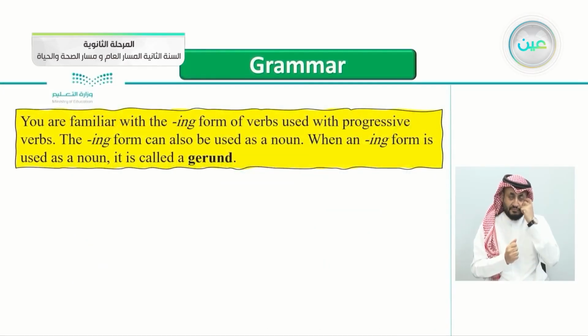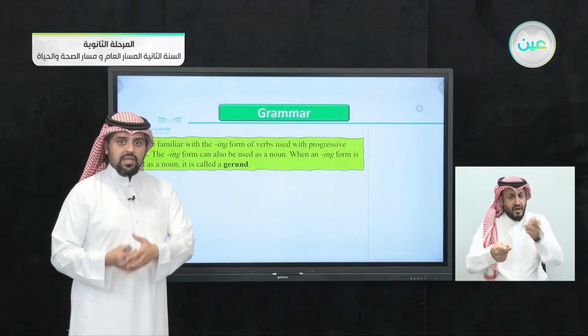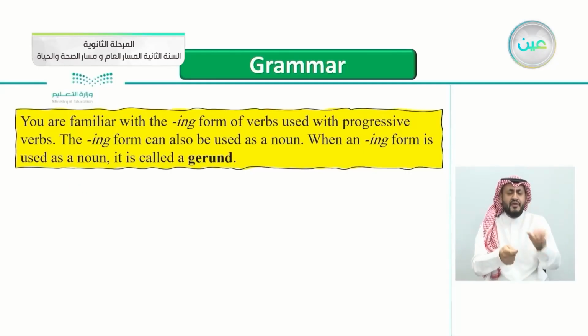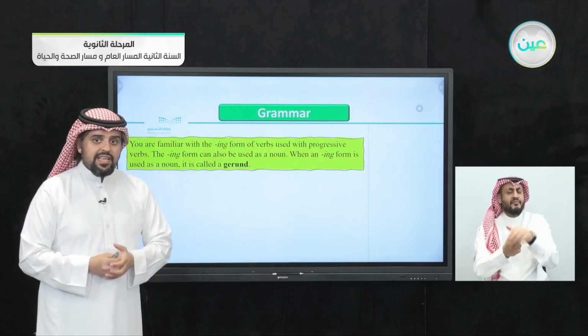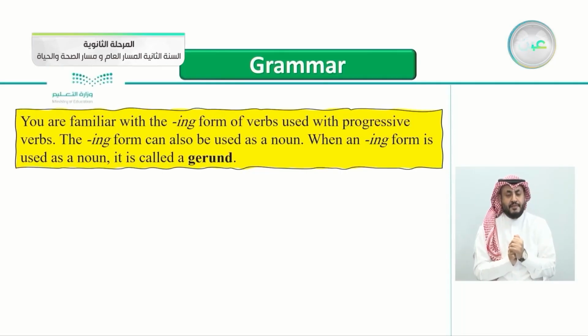So you are familiar with the ing form of verbs used with progressive. Of course, you know progressive. We use ing with the progressive: I'm going, I'm sleeping, and so on. The ing form can also be used as a noun. When an ing form is used as a noun, it is called a gerund. So there's another form of the verb that uses the ing and acts as a noun, and we call it a gerund.